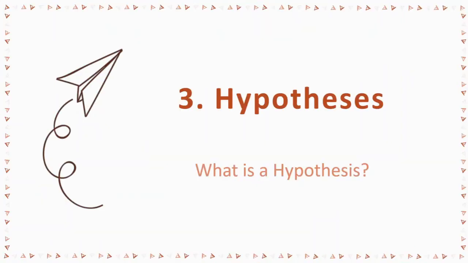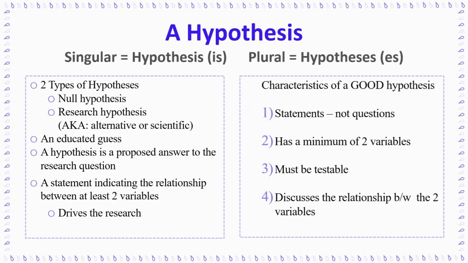Now let's move on to hypotheses. What is a hypothesis? Well, first and foremost, I want to be sure and let everybody know that there is a singular hypothesis with IS, and it is plural hypotheses with ES. So be careful whenever you're writing a paper that you get that correct. There are 2 types of hypotheses. One is a null hypothesis, one is a research hypothesis. The research hypothesis is also known as an alternative or a scientific hypothesis. So you'll hear those words interchanged quite often.